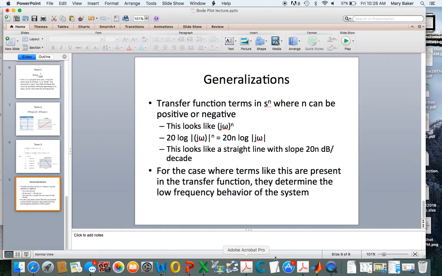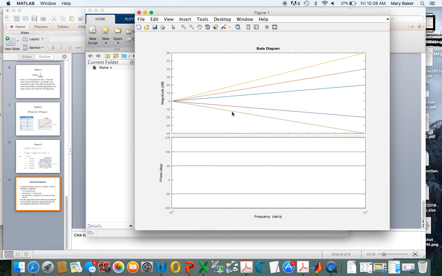Okay, so if we were to go back to our plot, if it were s to the 0, in other words, it was just a constant, what would you think the slope would be? If this is s to the 1 and this is s to the minus 1, s to the 0 is basically going to be flat. So if you have no s to the n terms in your transfer function, the low frequency behavior is just a flat line with a constant gain. What the gain is depends on the other things in the transfer function. But basically, poles and zeros at 0 determine the low frequency asymptotic behavior of the Bode plot, independent of what else is in the transfer function. So at low frequency, those s terms will be the dominant terms.